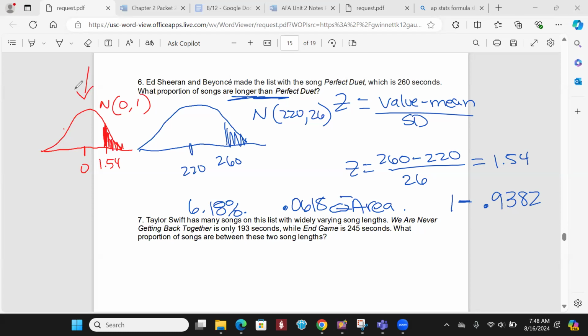Okay. All right, let's look at the next one. Taylor Swift has many songs on the list with widely varying song lengths. We Are Never Getting Back Together is only 193 seconds long, while Endgame is 245. What proportion of songs are between these two song lengths? Okay, so what you have to do is find the z-score for both, find the proportion for both, and subtract the two. Okay, so go ahead and find the z-score for each one of those songs. So 193 and then 245. Okay, we're going to look it up on the table, write it down, subtract the two.